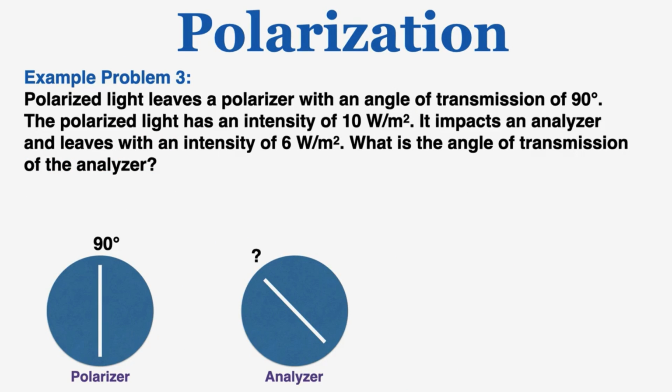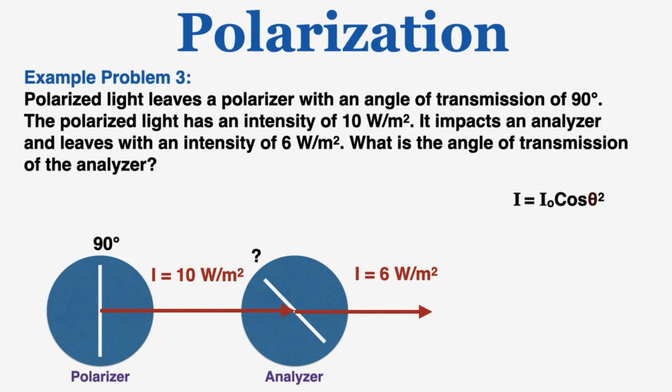In example problem 3, polarized light leaves a polarizer with an angle of transmission of 90 degrees. The polarized light has an intensity of 10 watts per meter squared. It impacts an analyzer and leaves with an intensity of 6 watts per meter squared. What is the angle of transmission of the analyzer? So I know that we have 10 watts per meter squared going in and 6 watts per meter squared going out. And I know that Malus's law applies here.